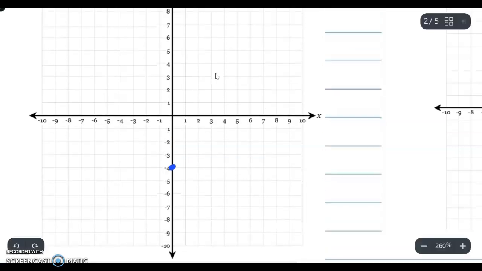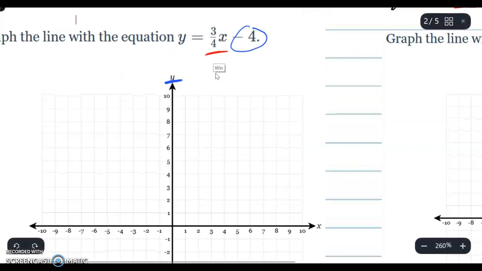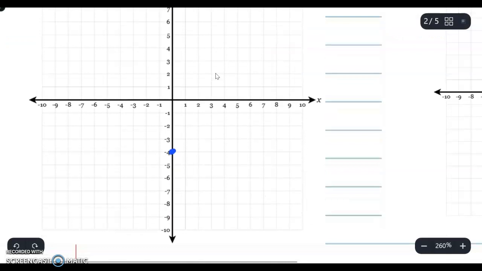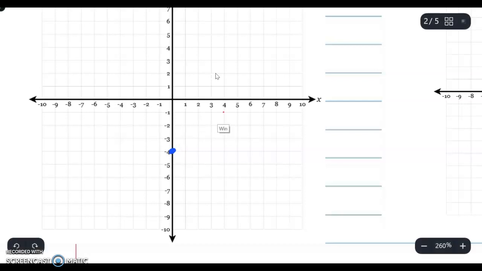Alright, the next thing I'm going to do is find the slope, which is 3/4. And remember, that's rise over run. Okay, so that's going to go up 3 and over 4. Now remember, if it's negative, go down. So I'm going to go back to my point, -4, and go up 1, 2, 3, and then go to the right, 1, 2, 3, 4.